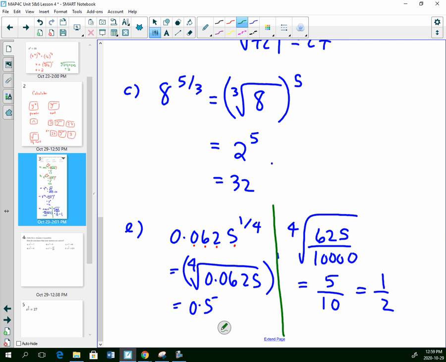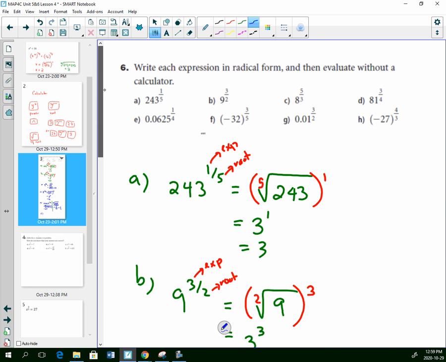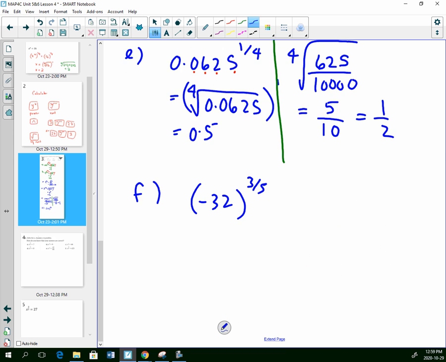You will, of course, have a calculator, so it's not that difficult, but that's how you would do it if you didn't. Be careful of signs and brackets. So this one says negative 32 over 3/5. You will notice that there's brackets around the negative 32. So that means that when you put it in root form, the negative is also inside the root because there's brackets around it. If there were no brackets, the negative would be outside the roots.